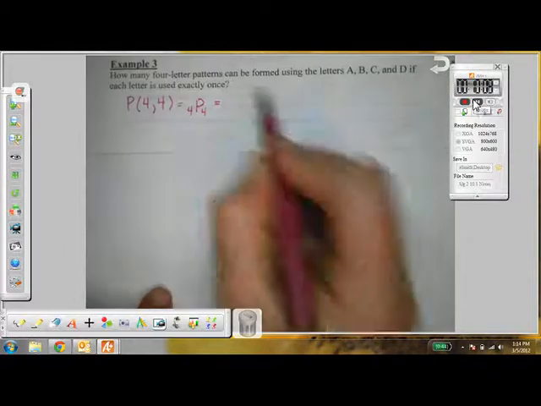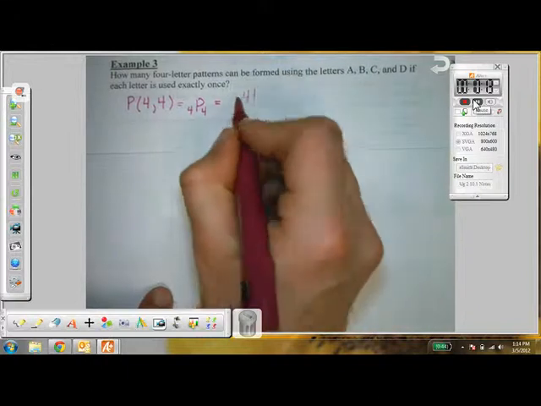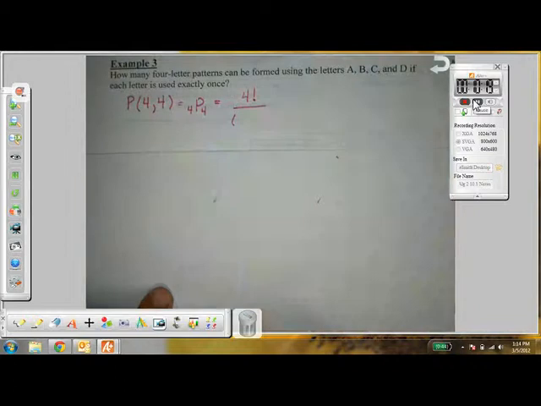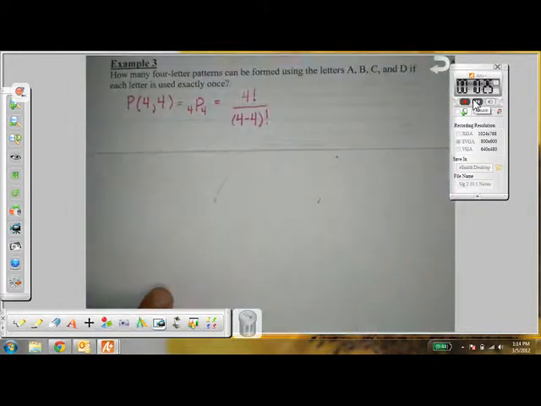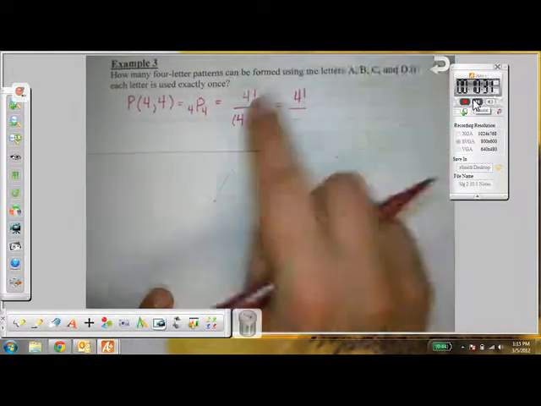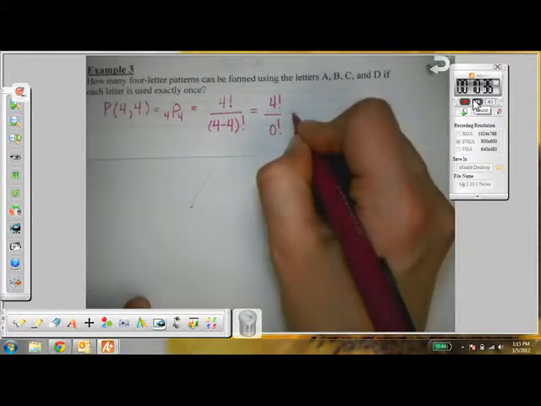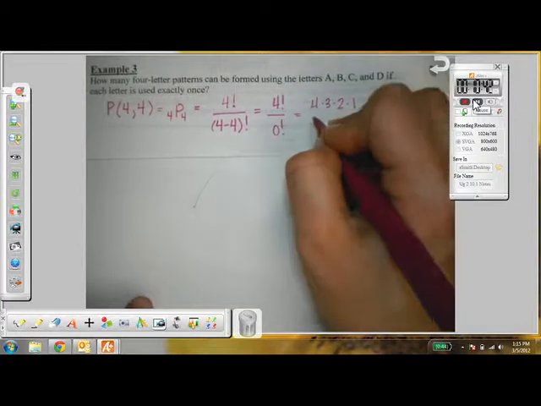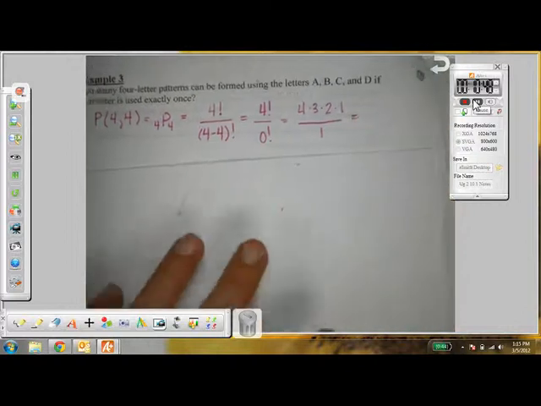Okay, the formula was n factorial. Our n is a 4 here, so that is 4 factorial over 4 minus 4, and the factorial of that answer. Okay, so this gives me 4 factorial over, what's 4 minus 4? 0 factorial. So 4 factorial is the same as 4 times 3 times 2 times 1 all over 1. So that gives you an answer of 24.